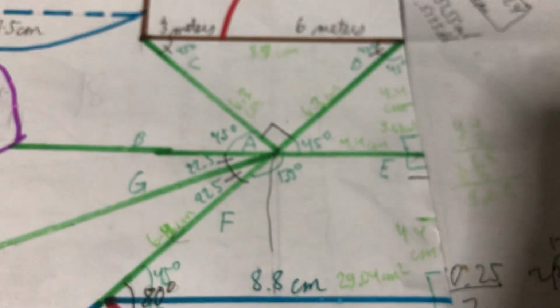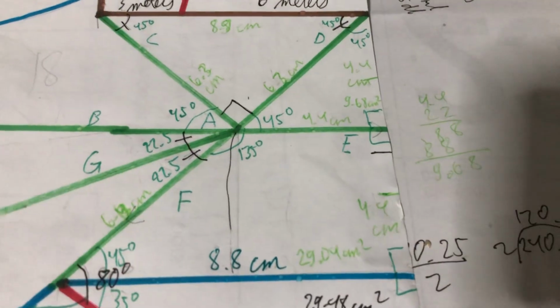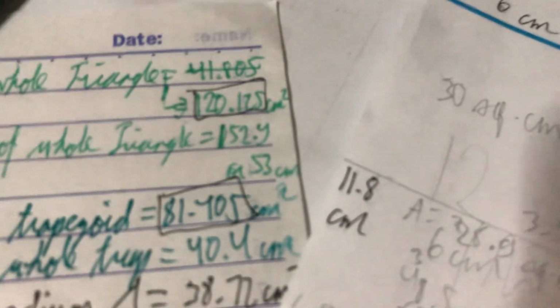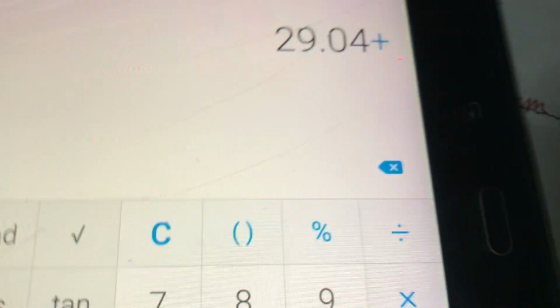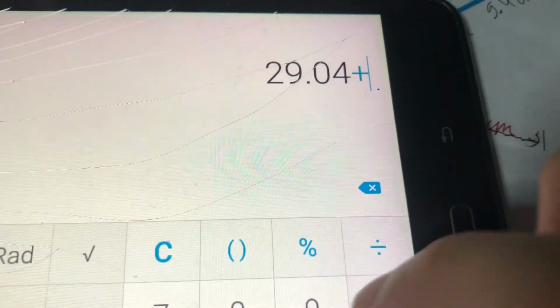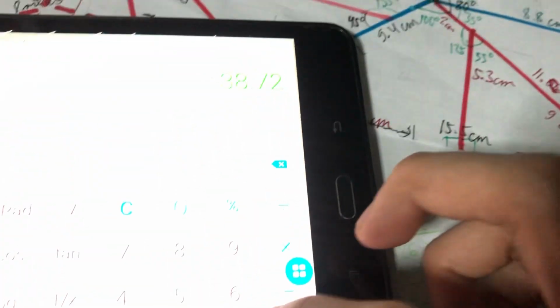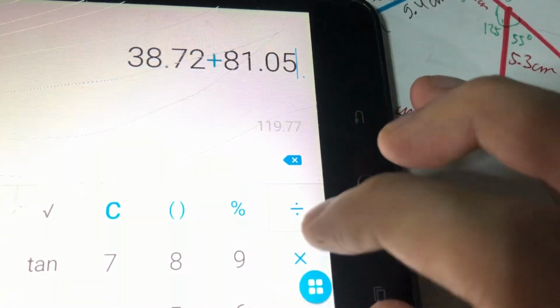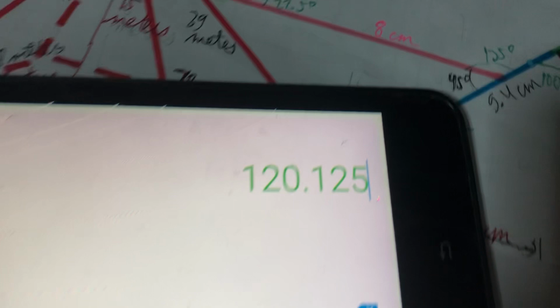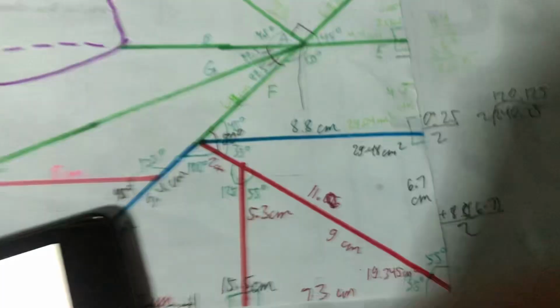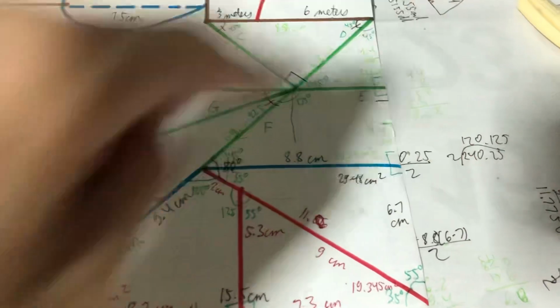Now, let's see if we get the total summation of the area of the figures. The one in the right triangle and the trapezoid. We should, what is our area? 38.72, diba? So, let's see if we got it. So, 29.04 plus, ano yun? 9.68. Tama, we should get this answer of 38.72. Now, what about the trapezoid? We need to add it with 81.05. 405 pala. Yan! We got it! And that's how we got the area of every triangle in this game. Phew!